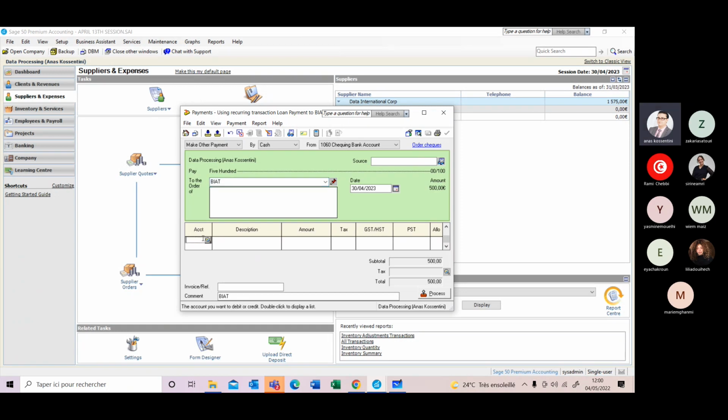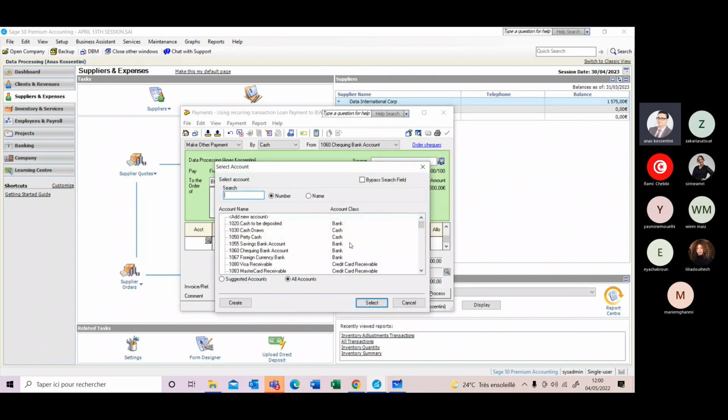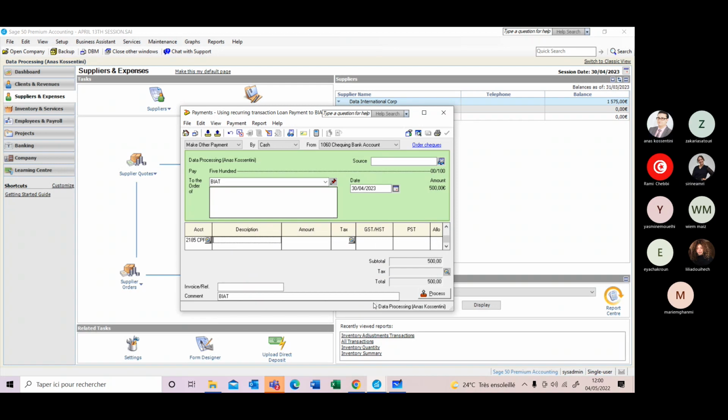Of course. If you select any account, you can change it. As an example, 2120, we used bank loan. If you would like to change it, as an example, I would change it to, I don't know, I choose just on the fly, say CPP payable. Okay.